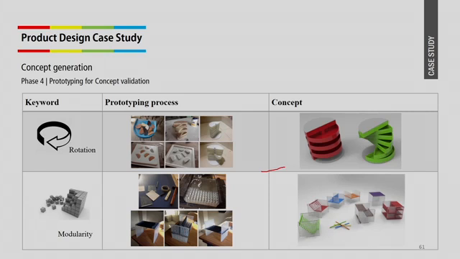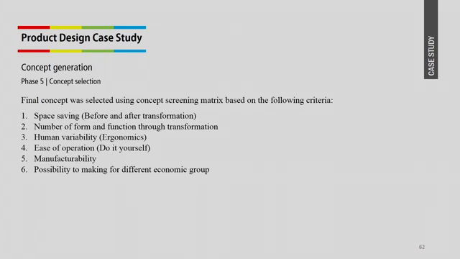We used the concept of modularity and also made furniture out of it, where tubular modules are there and also side planks, and the side planks have a lot of holes. We can put all those tubes in those holes and adjust them in such a way that we can get different kinds of furniture forms. After concept generation, phase 5 is concept selection. The final concept was selected using a concept screening matrix based on the following criteria.